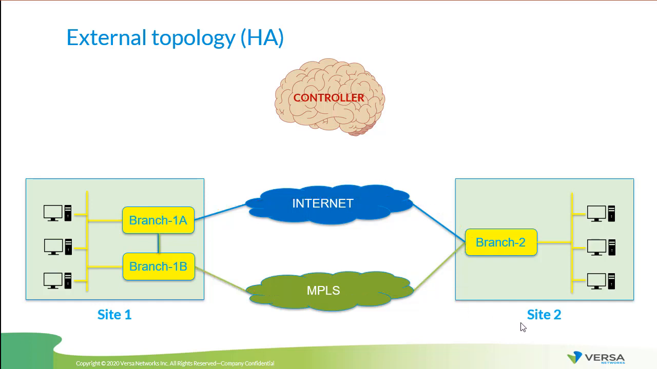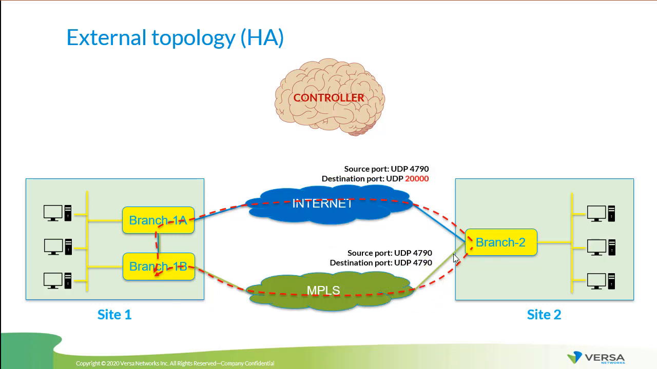Similarly, two data paths for the encrypted and unencrypted tunnel will be used to reach from the branch 2 to the branch 1B. We'll have port 4790 when it's the direct connection, but if the connection is through another branch, the port is going to be randomly assigned. Now let's see this in a little more detail.